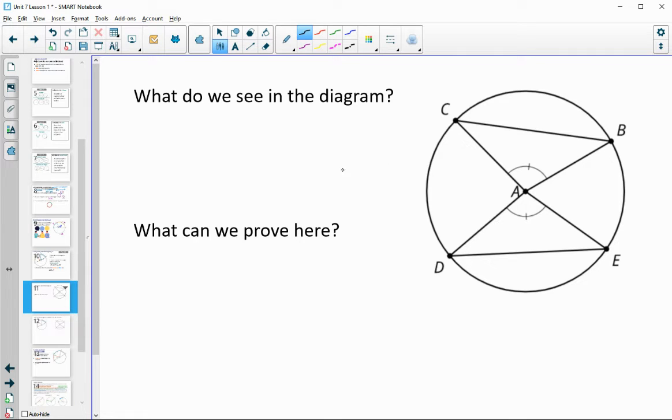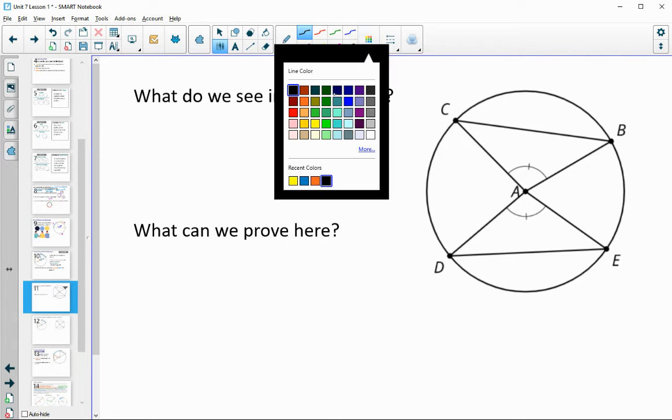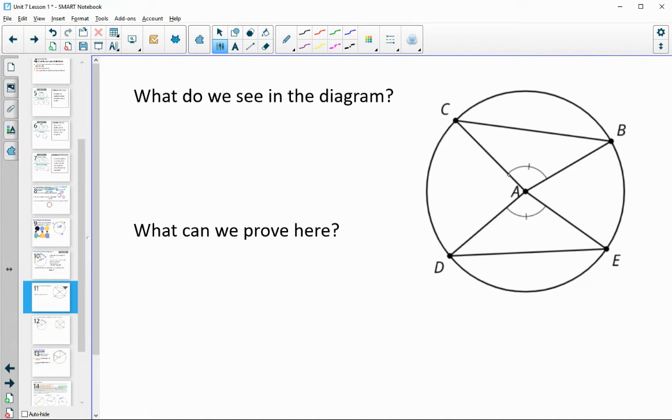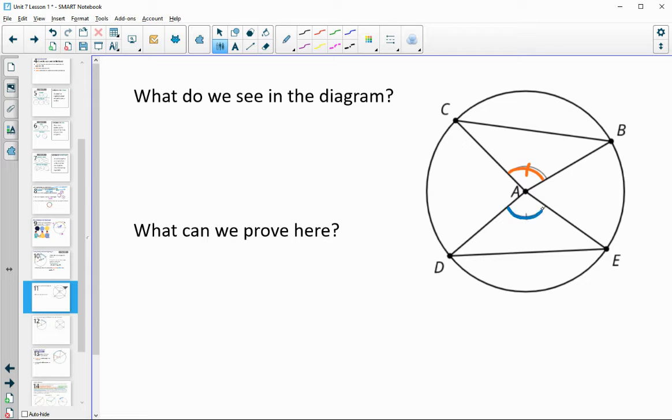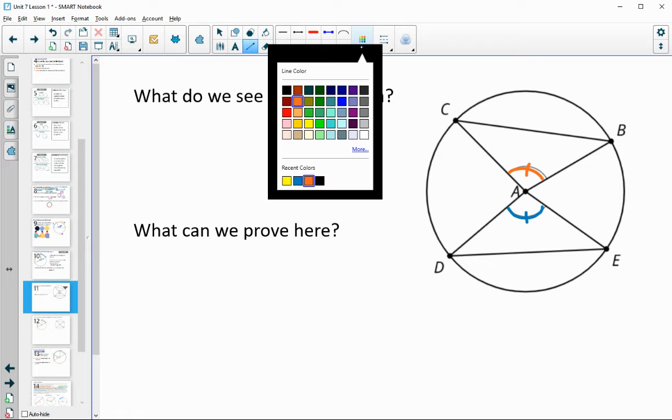So what do we notice in this diagram? In this one, they're giving us these angles as being equal, right? So this time we're getting this central angle. This central angle is equal to this central angle. So what would we be looking at here? On the last one, they gave us these chords. This time, they're giving us the central angle.